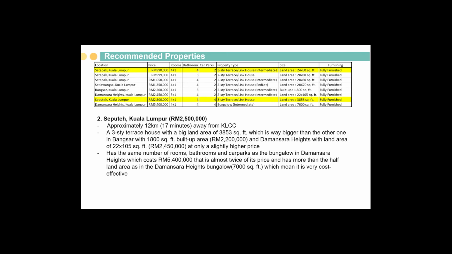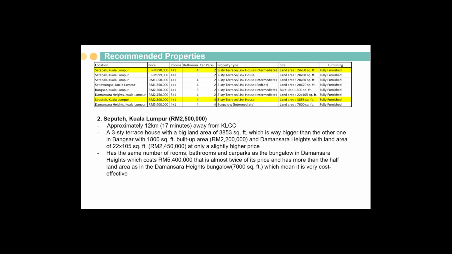The second property is in Sepute, which costs 2.5 million. It's approximately 12 kilometers, about 17 minutes away from KLCC. It has been chosen as the client can get a 3-story terrace house with a bigger land area of 3,853 square feet and a lower room price compared to others.